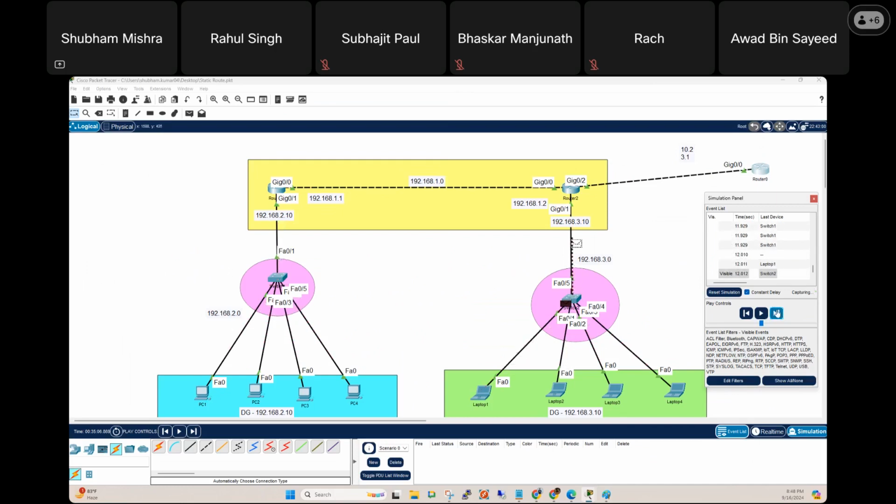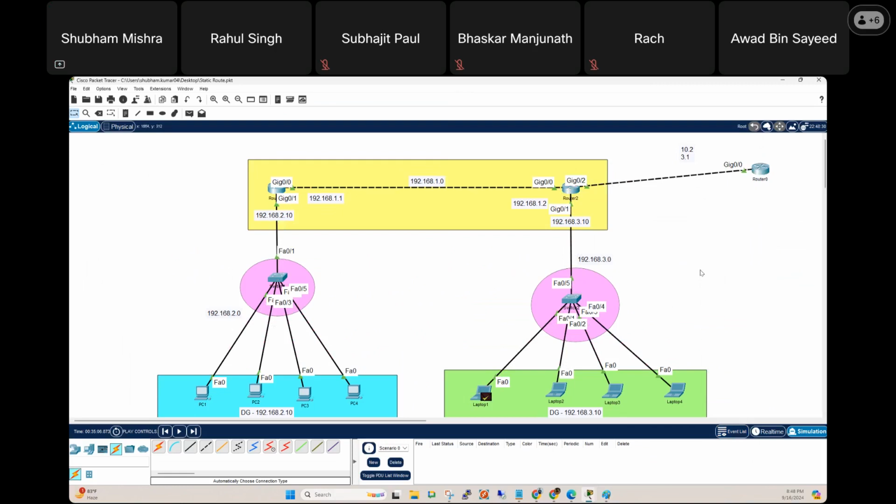Switch router here, here, here, here. Done. Understand? So that is the benefit of default route. Getting my point? One more question.